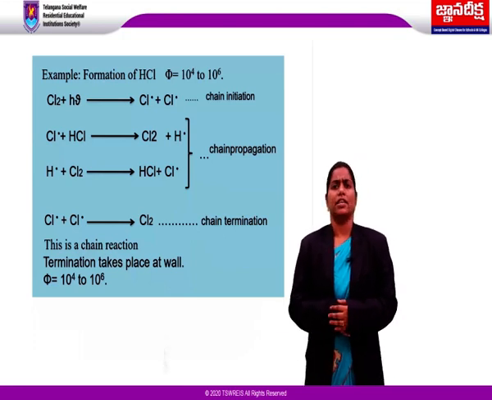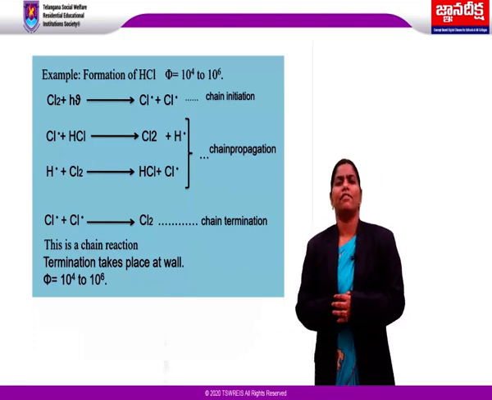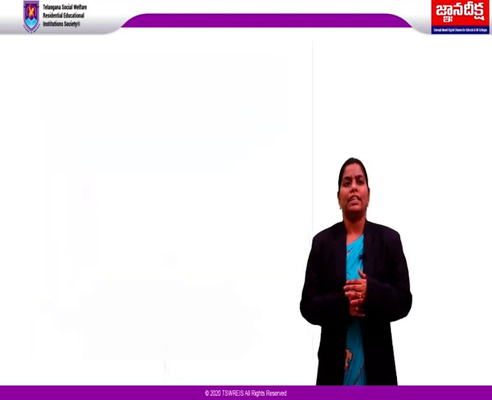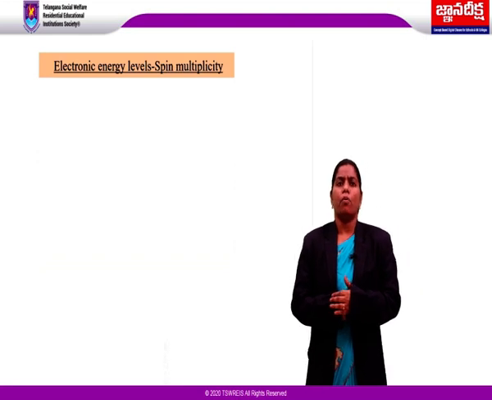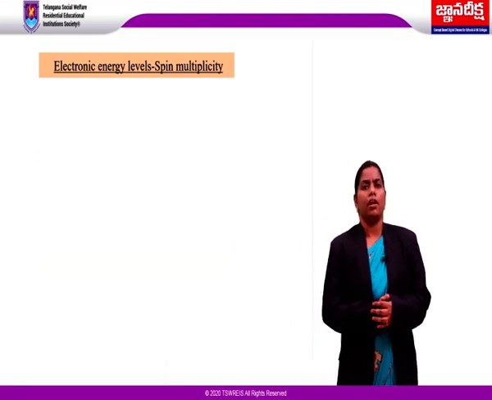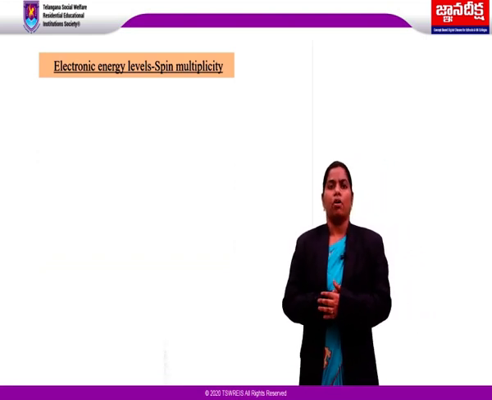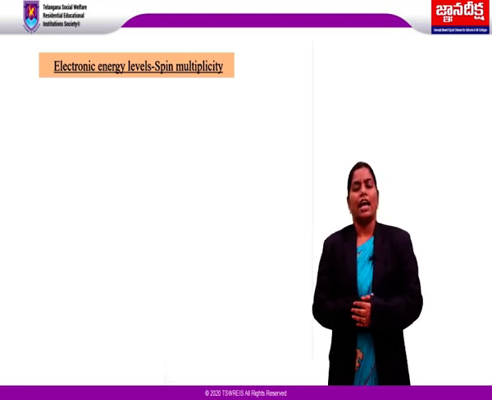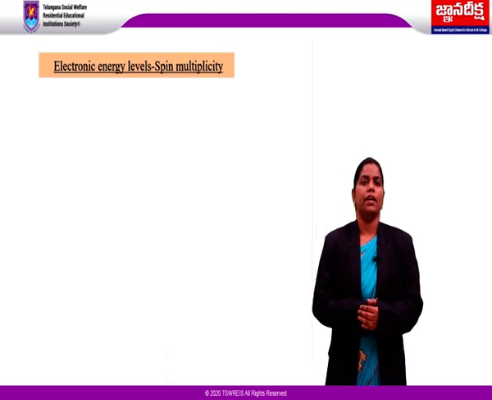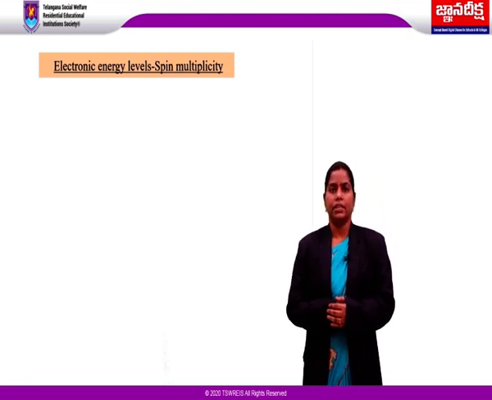As we already discussed, there are different electronic energy levels present in the molecule, and these electronic energy levels contain electrons. Depending upon the spin orientation of the electrons present in the molecular energy levels, these energy levels are again classified into singlet, doublet and triplet states.